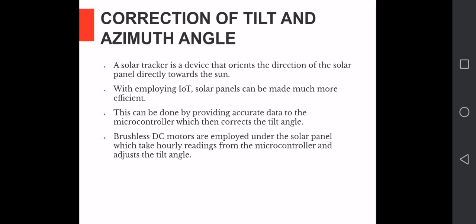It should always be directly pointed towards the sun. We have done a study on this: if you place it left or right, or in the normal direction that a solar panel is normally placed on your rooftops or on solar grids, it loses crucial power that can add up to massive amounts in a solar grid. So with employing IoT, solar panels can be made much more efficient, and this study is particularly for smart grids or solar grids that have multiple solar panels employed in the grid.